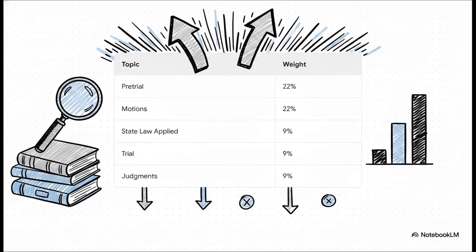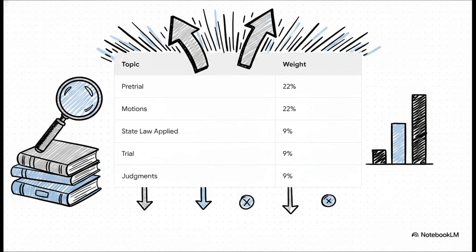Now, for civil procedure, the bar examiners are incredibly specific. Pretrial procedures and motions each carry a 22% weight. Put those together and they make up nearly 45% of the entire subject. Meanwhile, trial, judgments, and state law applied sit way down at just 9% each. This right here shows you exactly where you must focus your efforts to get the absolute highest return on your study investment.